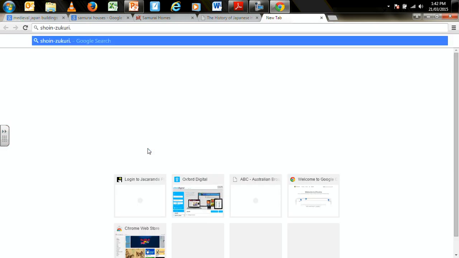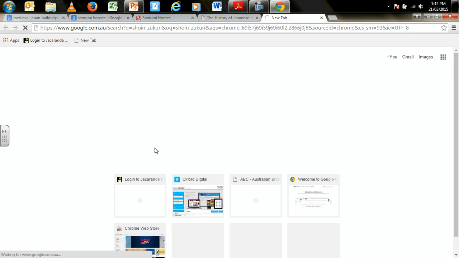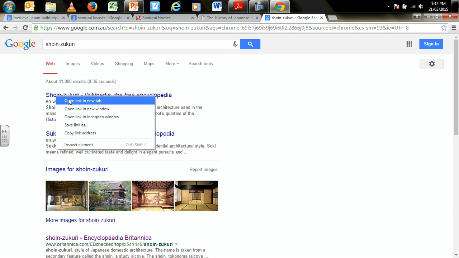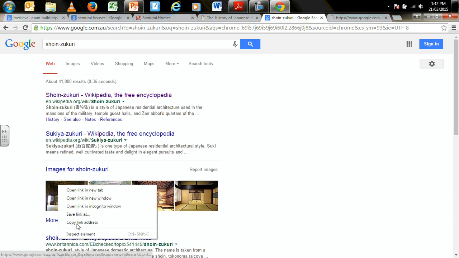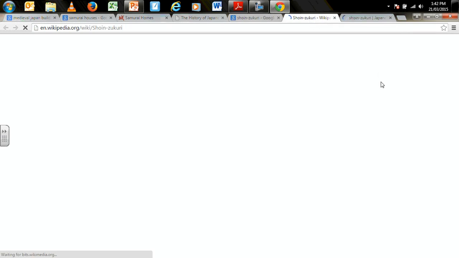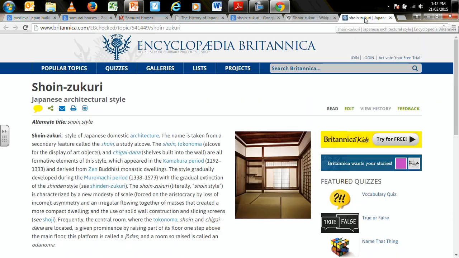So let's go and have a look and see what was a samurai house like. Is there any other information out there on samurai houses? So we can have a look at a couple of other websites to help you, and if you come along here, you'll be able to find even more information about our samurai houses. We're just waiting for them to load. So some on Wikipedia, and also some on this other site here on the Encyclopedia Britannica site.